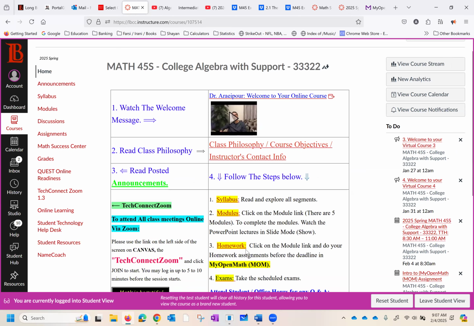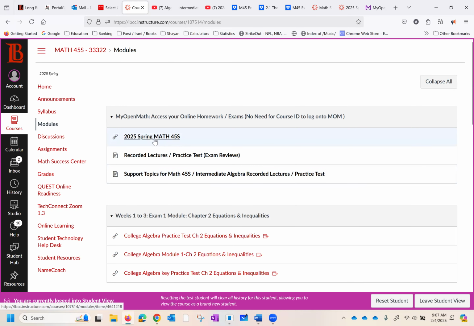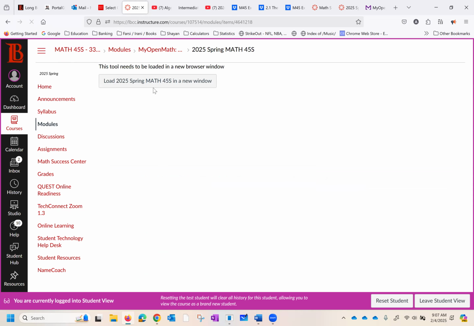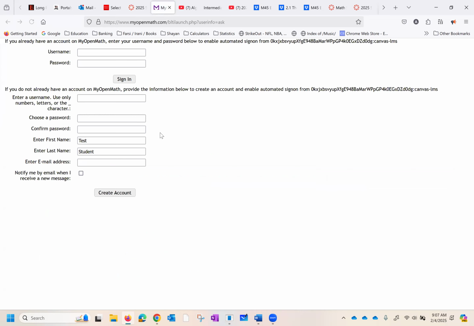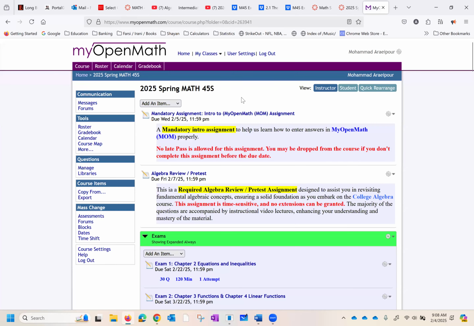The last thing is to look at the homework, exams and so forth. And again, you have to go back to modules. The very first one, as I showed you, everybody, the very first one, you register with my OpenMath. Okay. Now, after you register with my OpenMath, it'll take you there, and this is your digital platform where you do all your assignments.